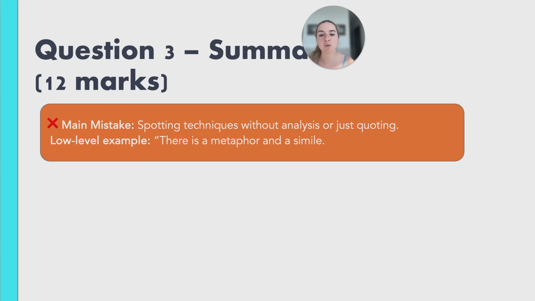So the low-level example would be, there is a metaphor and a simile. Okay, that's great. Thanks for that. And doesn't tell me anything. That is technique spotting. Also, a little top tip on that. You don't want to pull out a technique if you actually don't know the effect of it.